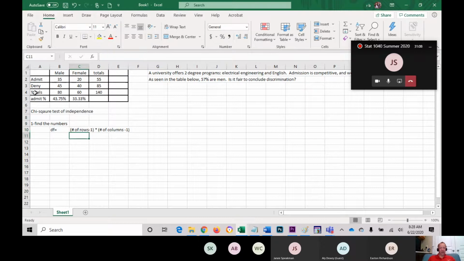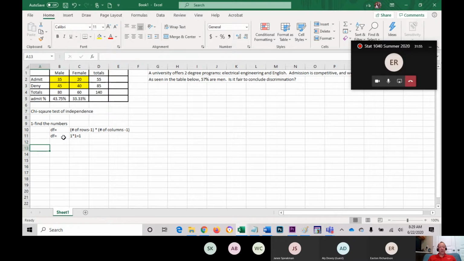Okay, now we're not going to count the totals in here. So let me highlight that. How many rows do I have? 2. Okay, so 2 minus 1 is 1. I've got 2 columns, right? 2 minus 1 is 1. So 1 times 1, in this case, equals 1. So it's not 139. Okay, I just want to make sure we're clear on that. So we will need to use that information later. But when you're doing your chi-square test of independence, it's number of rows minus 1 times number of columns minus 1. Okay.